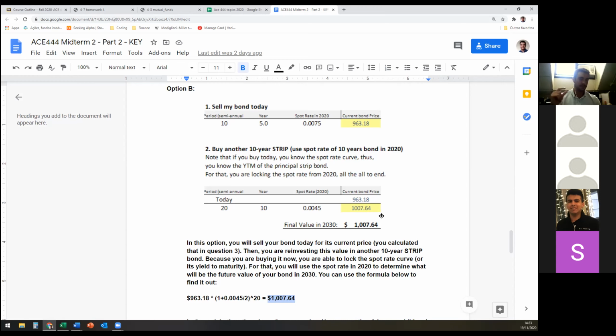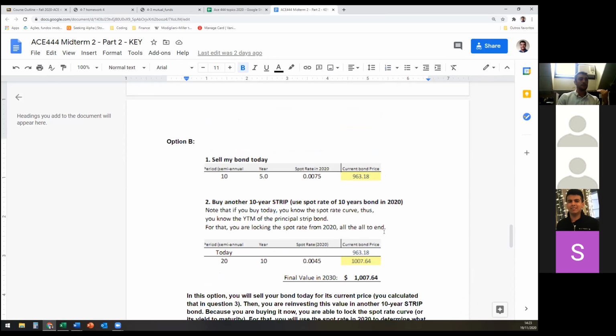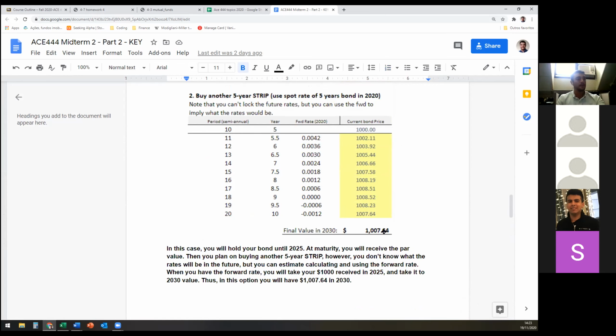I don't know if you guys missed that, but a lot of you said, okay, I'm going to sell it today, pocket the capital gains, and then buy another one. And the only difference between those here is that reinvestment risk that we talked about. So you cannot lock in these par rates for sure. You cannot know for sure the par rate that is going to be in place 5 years from now. I mean, you have the forward rate that implies that, but you cannot know that for sure.